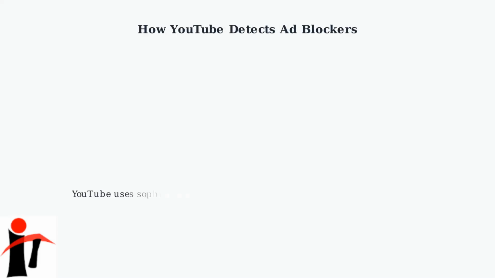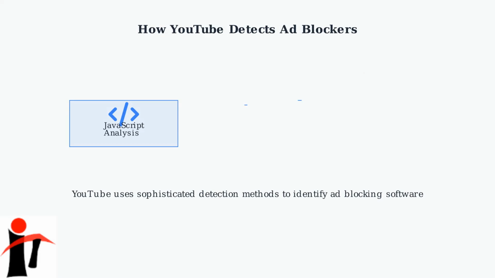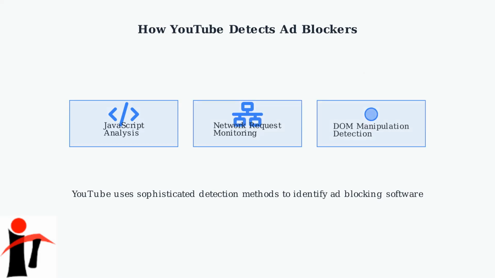YouTube employs 3 primary detection methods. First, JavaScript analysis examines how your browser executes code. Second, network request monitoring checks if advertising requests are being blocked. Third, DOM manipulation detection looks for changes to ad-related page elements.